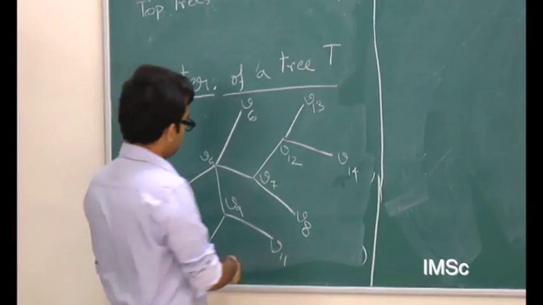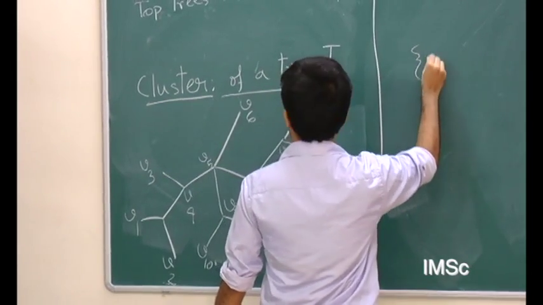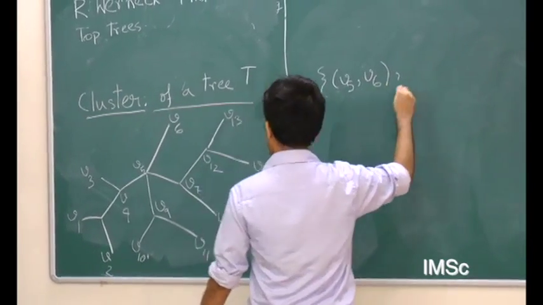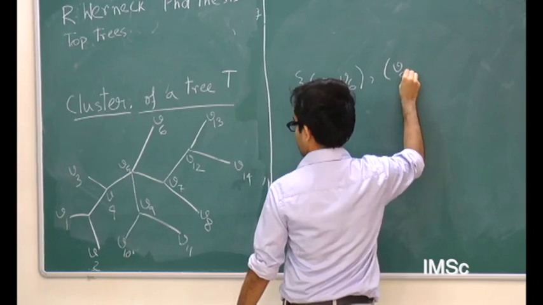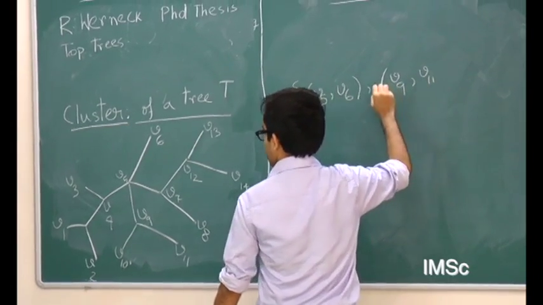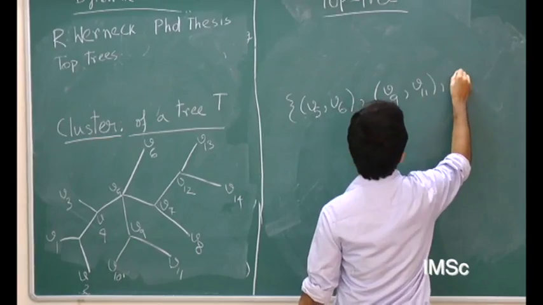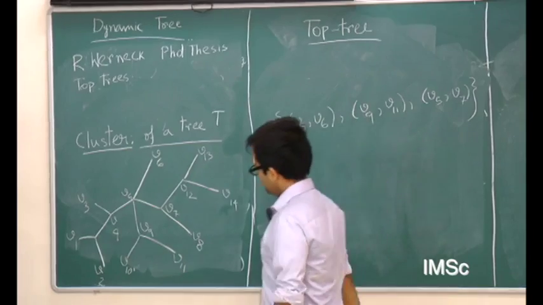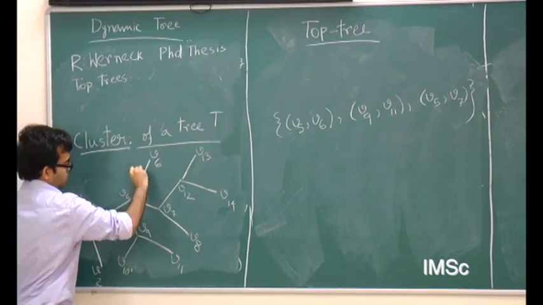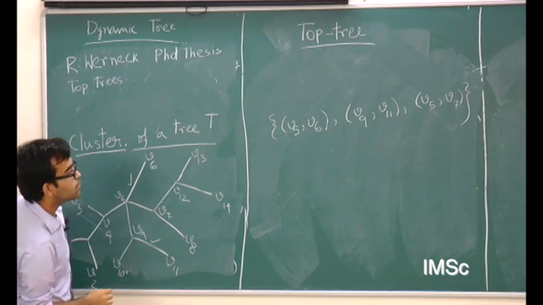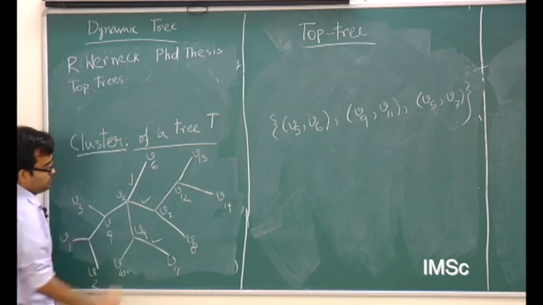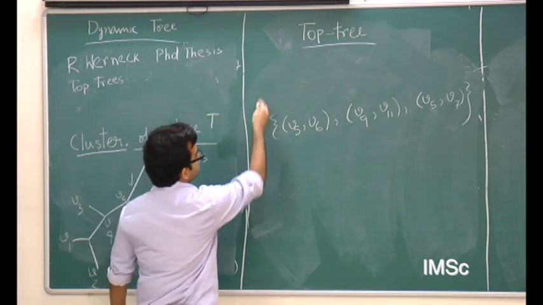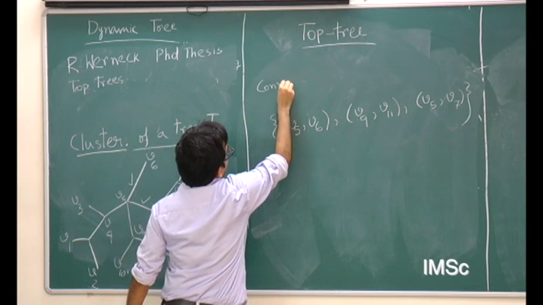So, for example, if I tell you V5, V6, take this edge, and then you take say V9, V11, and then you take say V5, V7. Is this a cluster? So I am taking this edge V5, V6, V9, V11 and V5, V7. Is this a cluster? It is a connected subtree. So a cluster is first of all a connected subtree, and it has two properties.